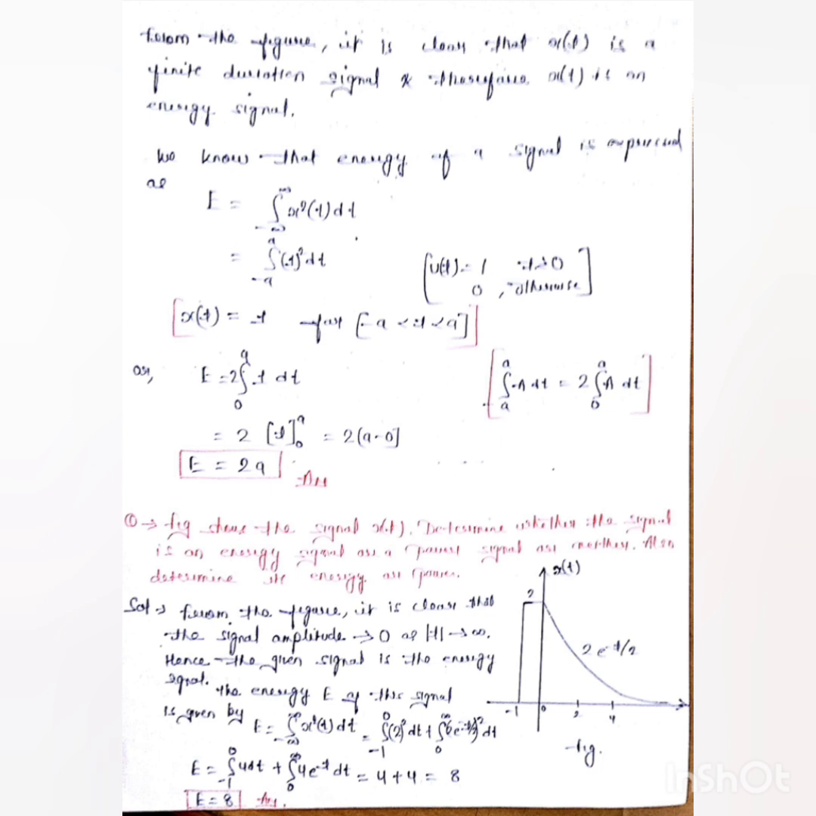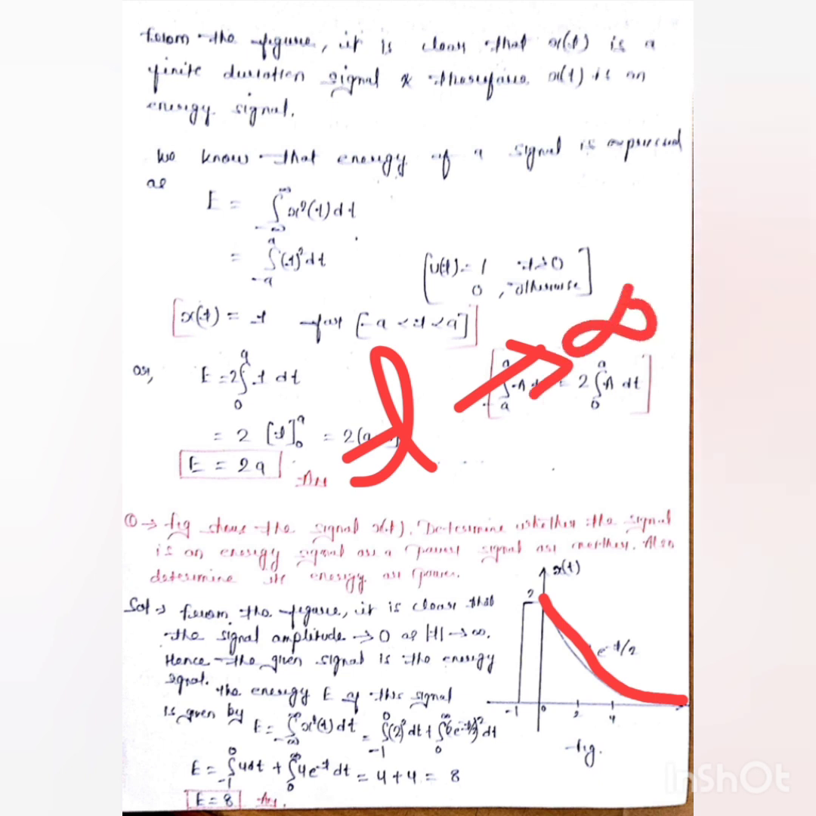From the figure, it is already seen that the amplitude becomes 0 when t tends to infinity. When t tends to infinity, the magnitude of this figure already tends to 0. Hence, this is actually a time limited signal. If the signal is destroyed somewhere or limited somewhere, then that signal is a time limited signal. Hence, the given signal is an energy signal.